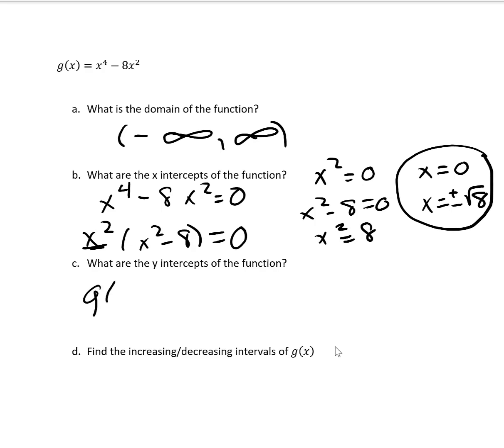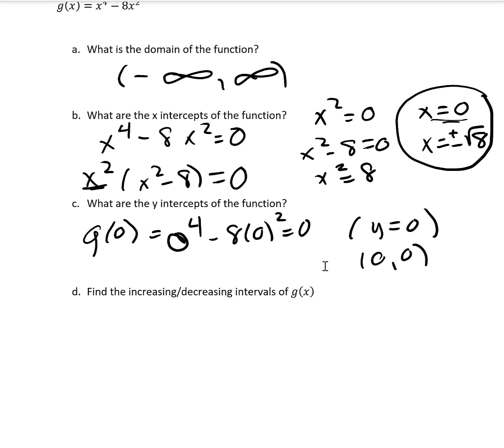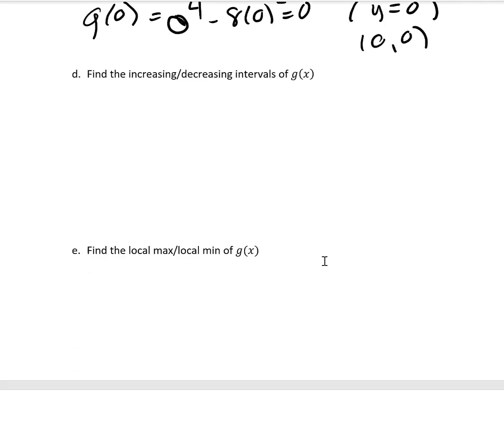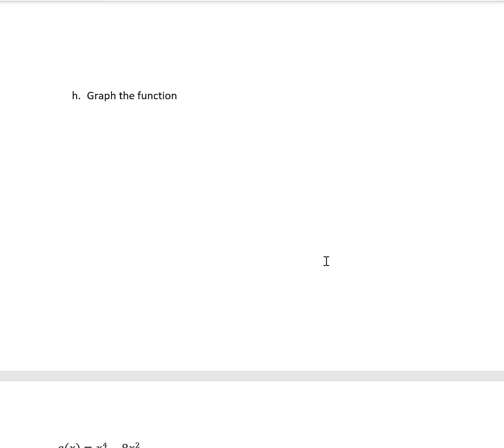Y-intercept, there will be 1. It's when I put in 0, which in this case is 0 to the fourth minus 8 times 0 squared. That's just 0. And we kind of knew that already when we got x equals 0. We know we're also going to get y equals 0. I'll just write that as 0, 0. Okay, so we have our intercepts. This is where we're going to shortcut it, where we're looking for the increasing, decreasing, local min or max, the concavity, and the inflection points before we graph.